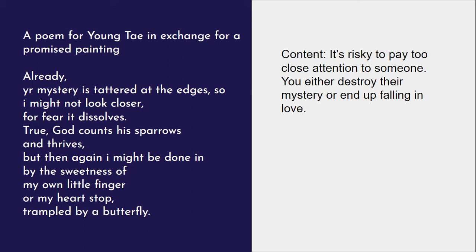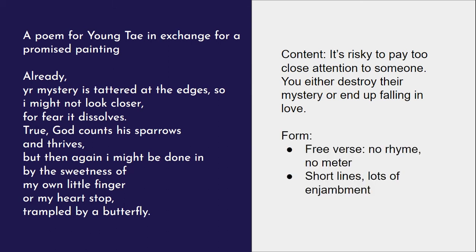That's my content. And for form, I've written this in free verse. There's no rhyme, there's no meter. I've got short lines. I've got lots of enjambment. Enjambment is when, instead of stopping a poetic line right at the end of where there's a little bit of punctuation, you split the line in the middle so that the second half bumps onto the next line. And I've lowercased my i's and written "yr" for "your," which is something that the poet Ntozake Shange did. So I'm kind of copying her there in that respect.